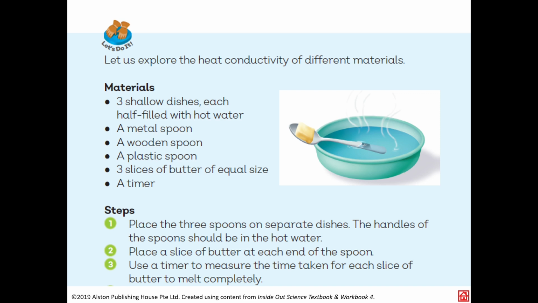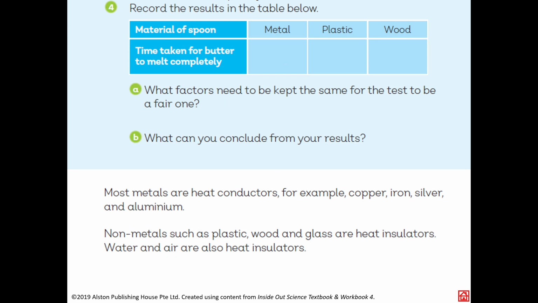You also need a timer, because you're going to time the experiment. The steps are: place the three spoons on the dish, with the handles of the spoons in the hot water. Place a slice of butter at each end of the spoon. Use a timer to measure the time taken for each slice of butter to melt completely. Now, you are going to fill out this table and record the results in the table below.